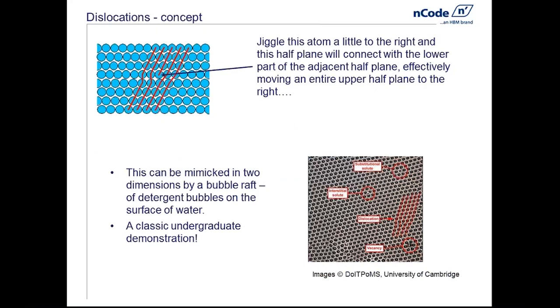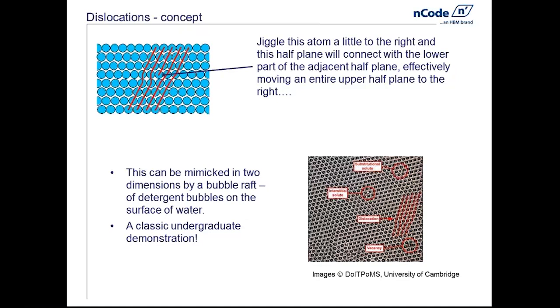And if you look at the picture I've drawn there at the top, you will see red lines describing the planes, and you will notice that one of them, the one in the middle at the top, is a half plane. Now, if you jiggle the atom that I've got the arrow pointing at a little bit to the right, then the whole plane will flip over, and that half plane will effectively have moved a half plane to the right. In other words, you can see that there's a means of moving the planes of atoms across one another.